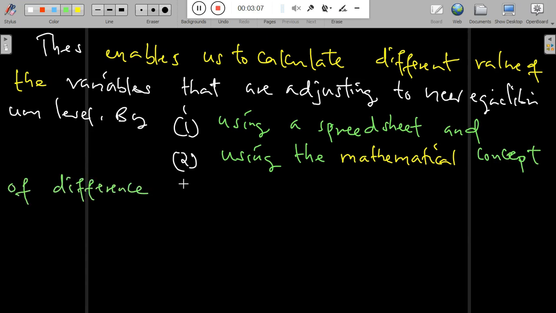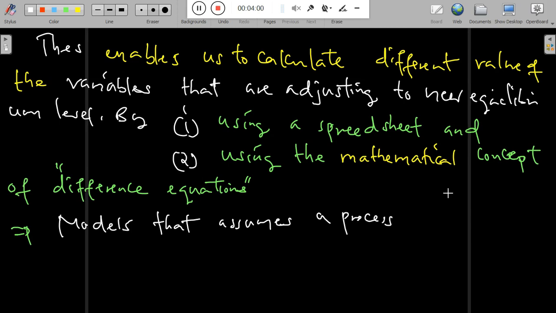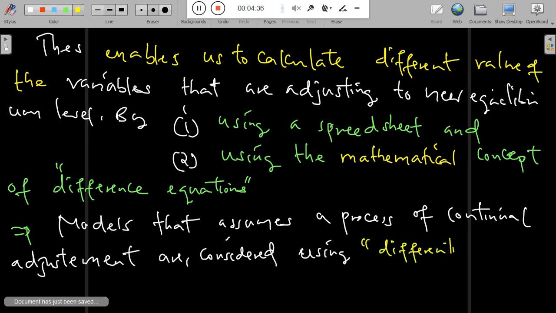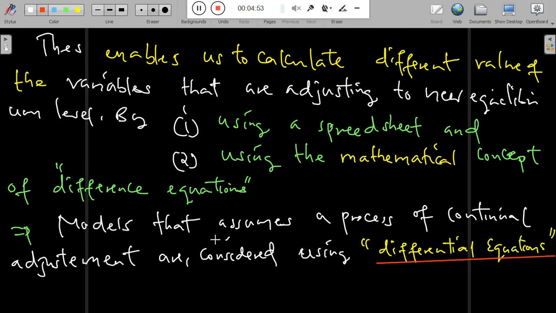So this now enables us to calculate different values of the variables that are adjusting to the new equilibrium level by using a spreadsheet or using the mathematical concept of difference equations. So under dynamic economic analysis, we tend to look at how variables adjust between the equilibrium value. The models that assume a process of continual adjustment are considered using a differential equation.